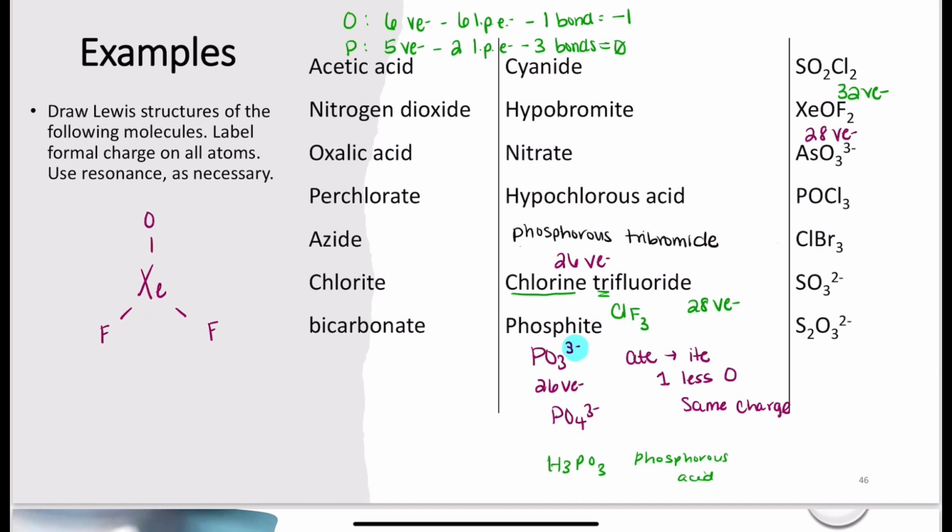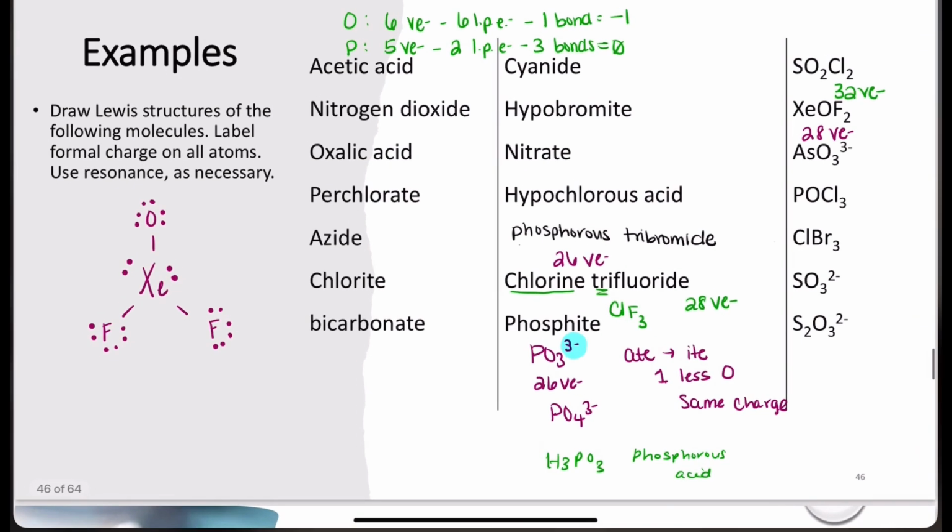XeOF2. Give your outer atoms their octet. I've now used up 24 electrons, and I give any extra electrons to my central atom. So I've now used up all 28. Now I'm going to check my formal charge.